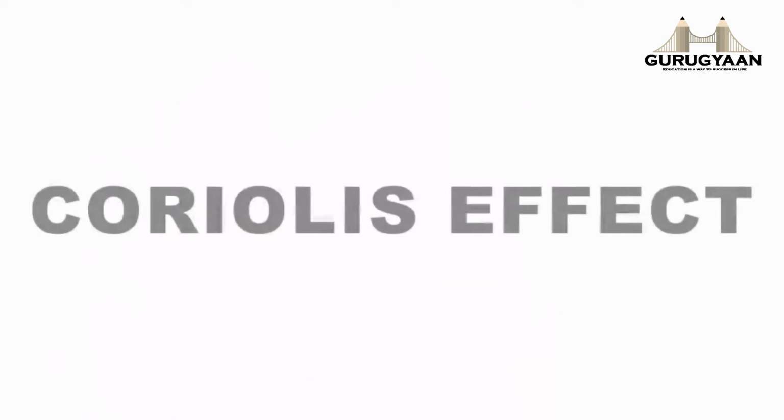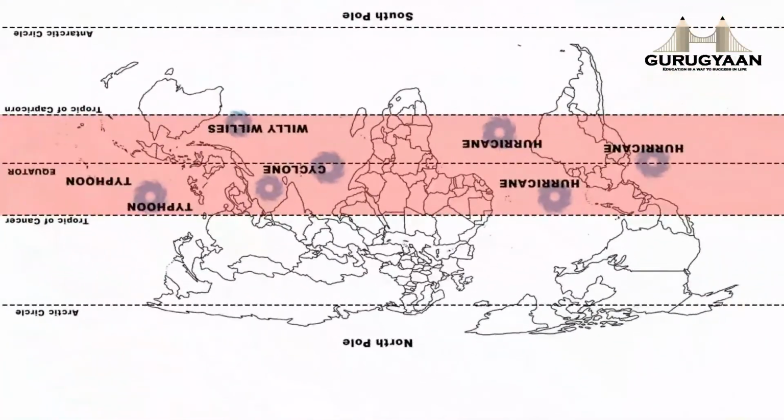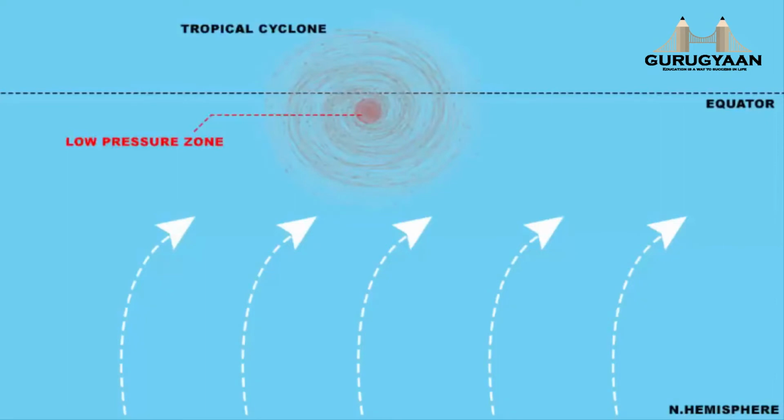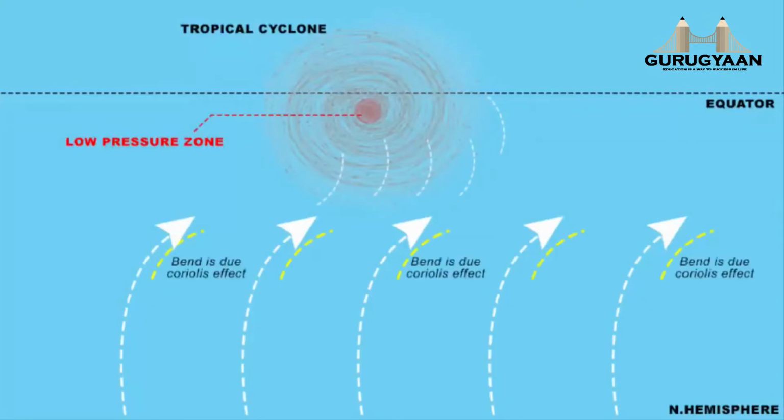Now comes the Coriolis effect. In the northern hemisphere, the cool air rushing towards the center of the storm is deflected slightly to the right. But keep in mind, the cool air keeps getting attracted towards the center because that's where the warm low pressure zone is. While moving towards the center, the cool air keeps getting deflected. Now this creates a spin in a counterclockwise direction.